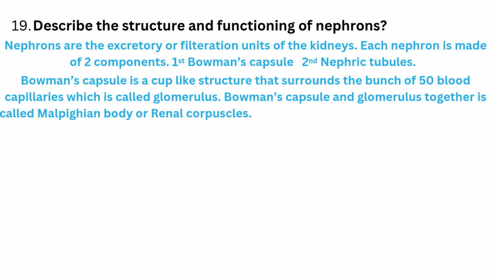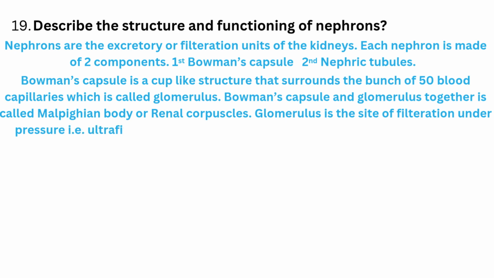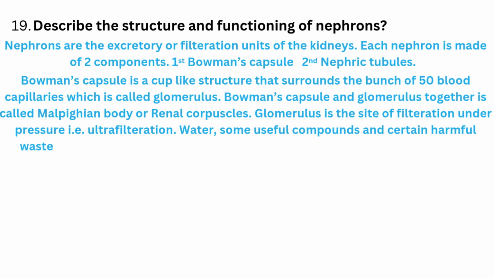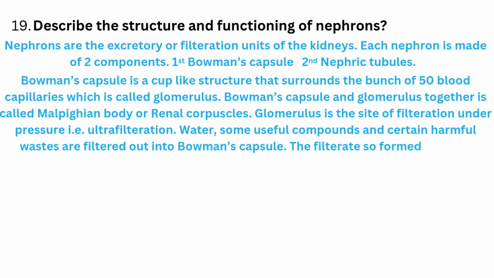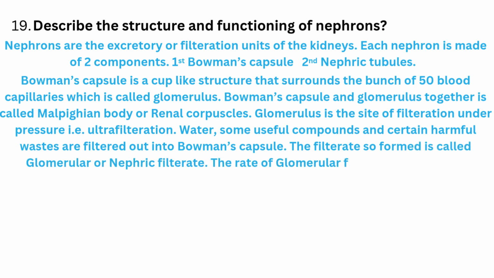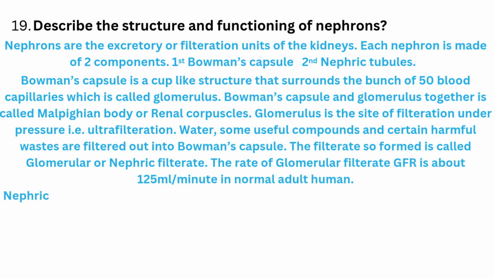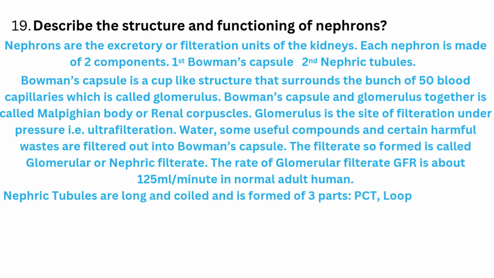Glomerulus is the site of filtration under pressure, that is ultrafiltration. Water, some useful compounds and certain harmful wastes are filtered out into Bowman's capsule. The filtrate so formed is called glomerular or nephric filtrate. The rate of glomerular filtration, GFR, is about 125 ml per minute in a normal adult human. Nephric tubules are long and coiled and are formed of three parts: PCT, loop of Henle and DCT.